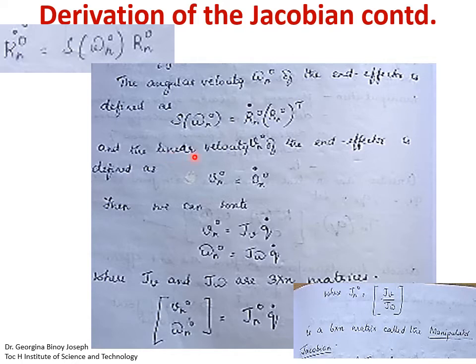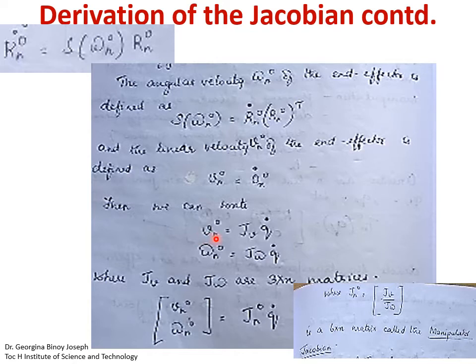Now the linear velocity can be written as Vn0 equal to the time derivative of On0, that is On0 dot, the rate of change of position of the origin. Then we can write these relationships in this manner also.